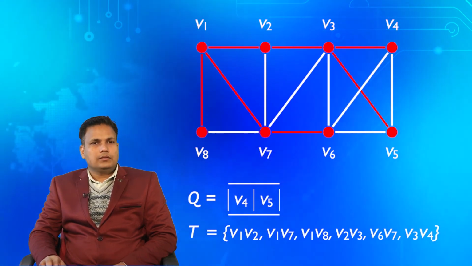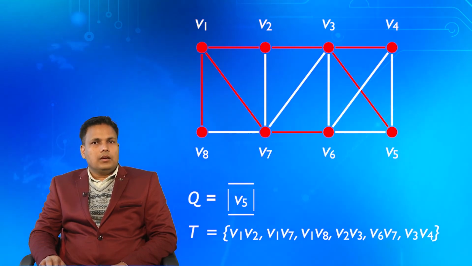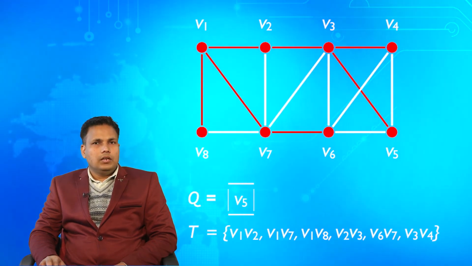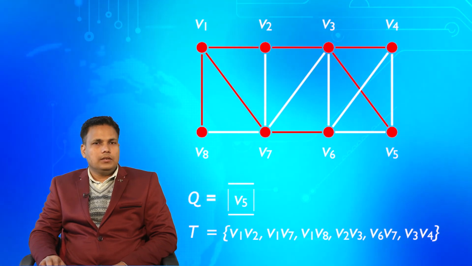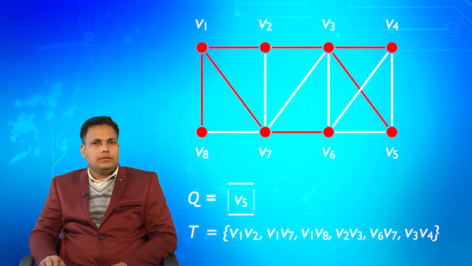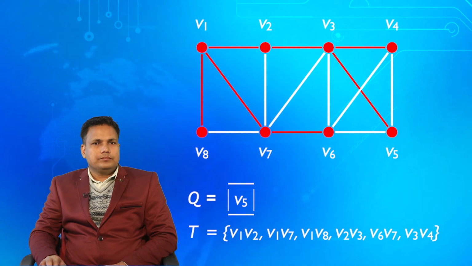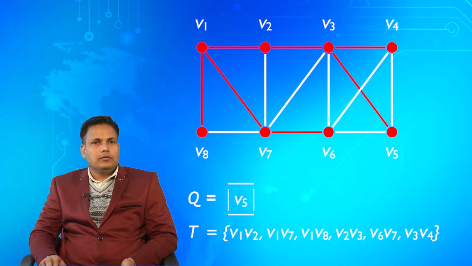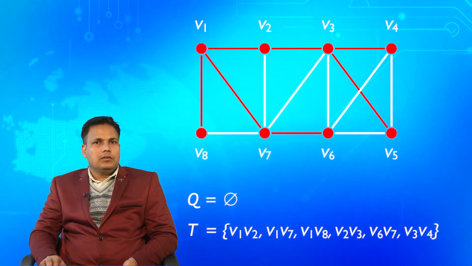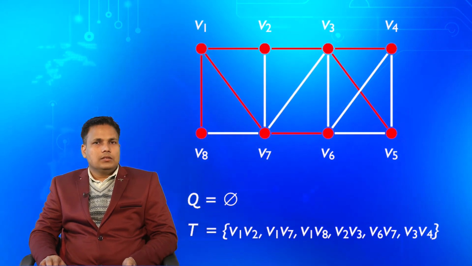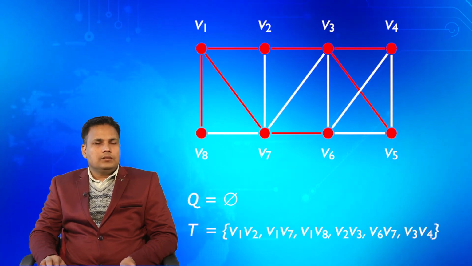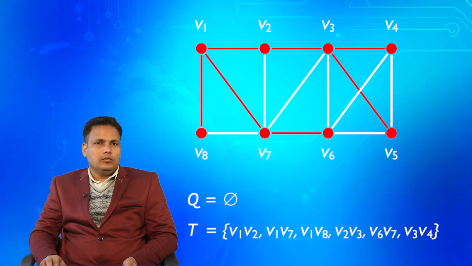So we remove the first vertex of Q, which is V4. Again we can see that all the neighbors of V4 have already been visited. So no change will take place in T. We simply remove V4, and then we are left with V5 in Q. So now we remove V5, and then we check whether there are any unvisited neighbors of V5 or not. So since there are no unvisited neighbors of V5, no change will take place in T, and V5 is removed from Q.